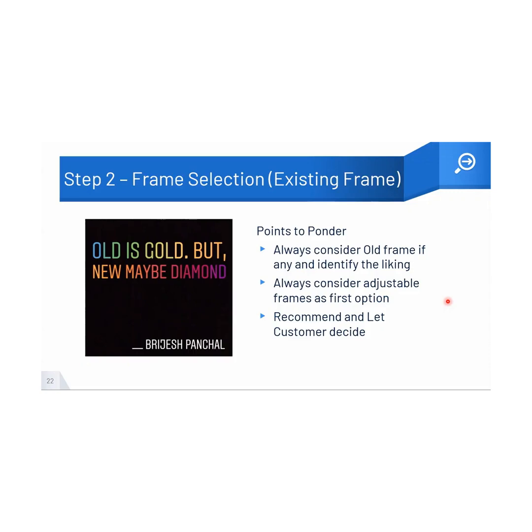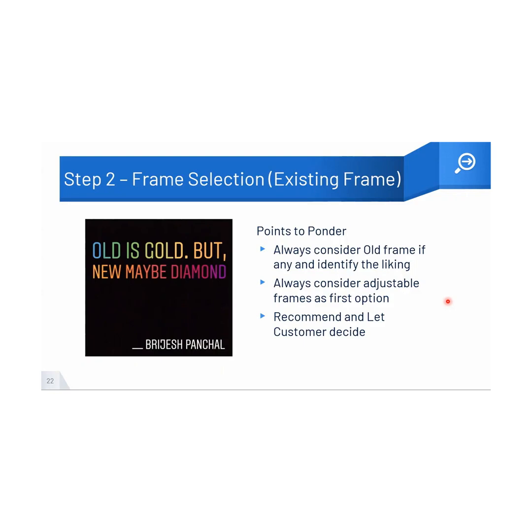That is number one. Second, always consider adjustable frames. The frame should allow us to do an easy pantoscopic tilt. The frame should have nose pads because, just in case, God forbid, we go wrong with the markings, the nose pads will ensure that the fitting height can be adjusted. Sometimes the wrap of the frame can help you cover PD errors of 0.5. And always recommend, and let the customer decide.